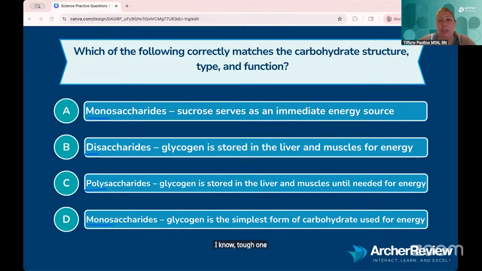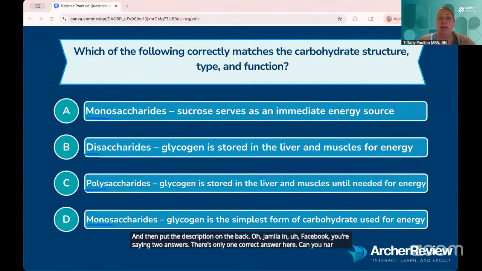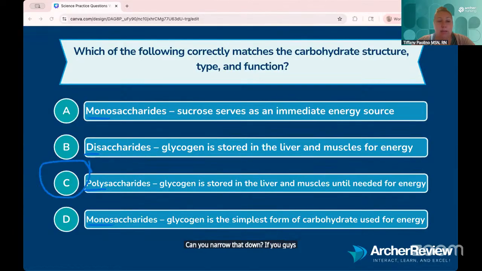Okay, here's a suggestion for when you study, guys. Put these on index cards, put the term in the front, and then put the description on the back. Oh, Jamila on Facebook, you're saying two answers. There's only one correct answer here. Can you narrow it down? If you guess C, you're absolutely correct.